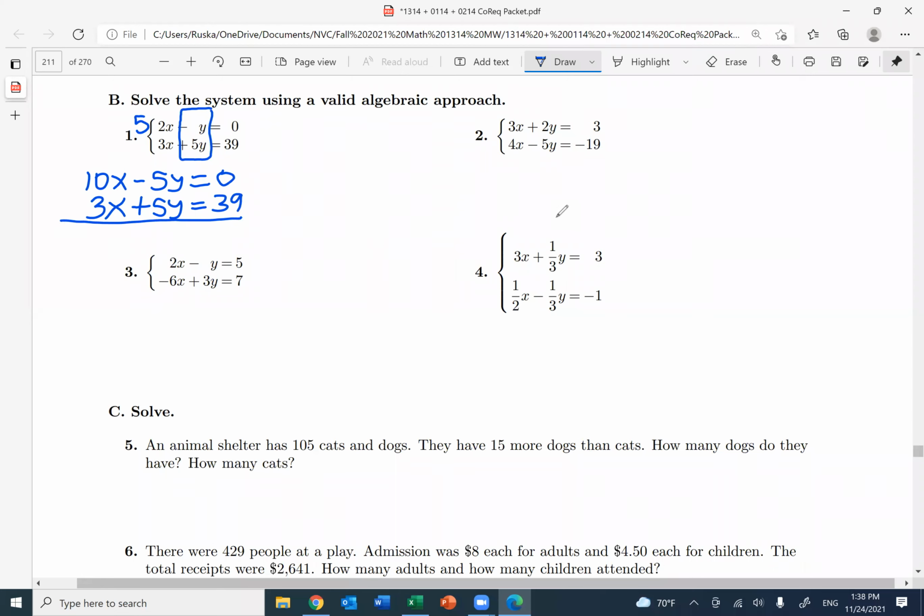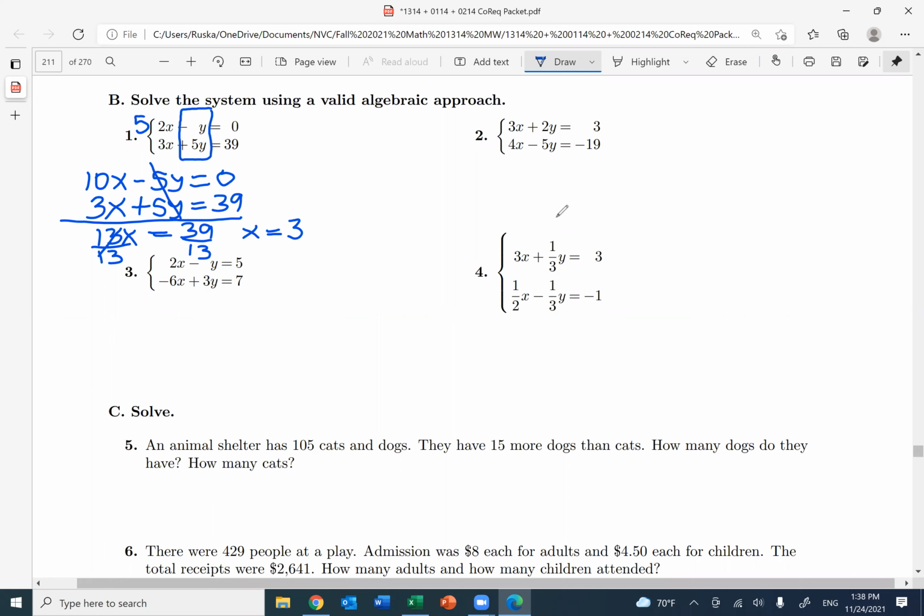Now when I add those two equations, -5y plus 5y is 0. They cancel out. So what I'm left with is 13x equals 0 plus 39, which is 39. Then I divide both sides by 13 to get x by itself. See, when you eliminate y, you find x. So x equals 3. After I find x, I need to plug it back into one of the equations, it doesn't matter which one, and I'm going to find y.